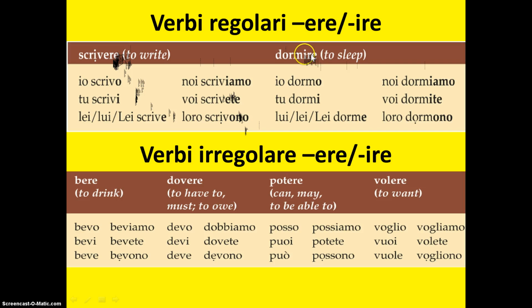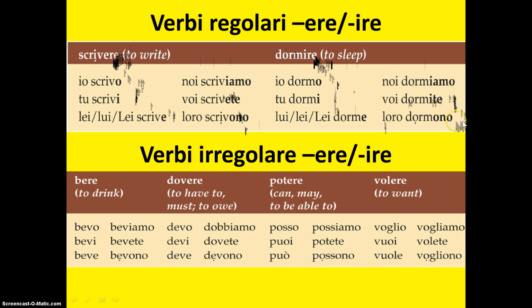Similar for -ire verbs: remove the -ire infinitive ending and you're left with the root dorm. Then add the regular endings for present tense -ire verbs: o, i, e, iamo, ite, ono.